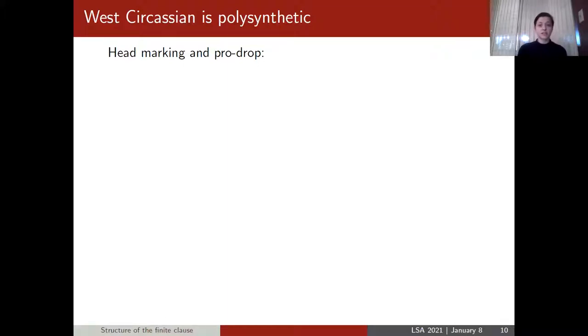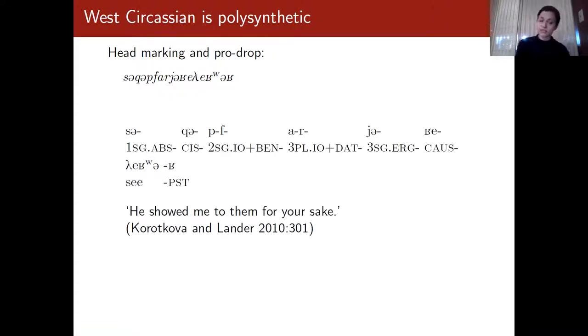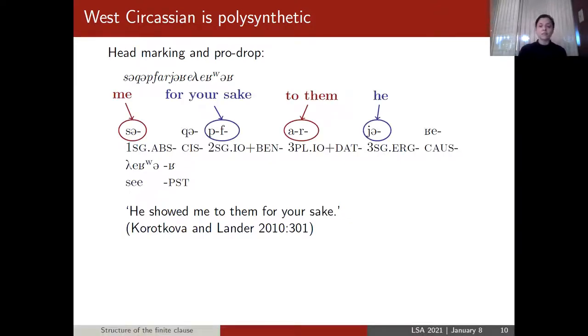So Western Cachan, as I've mentioned already, is polysynthetic. So it has prominent head marking and pro-drop. So you might have a sentence like the following. You might have this single word, sikiparihethleruch. It's a single word. It's also a full sentence. So you don't need any overt noun phrases or pronouns. What you have instead is multiple exponents referring to the various arguments, in this case, four different participants.